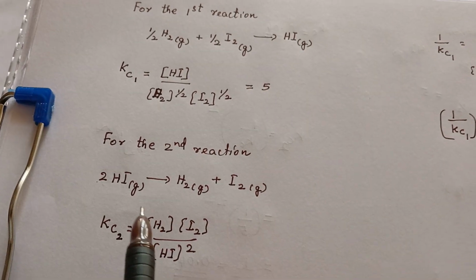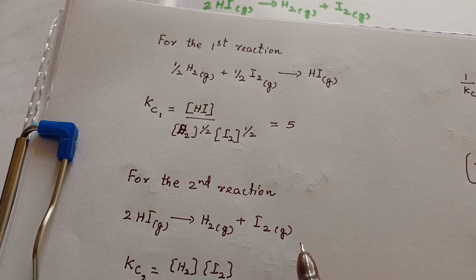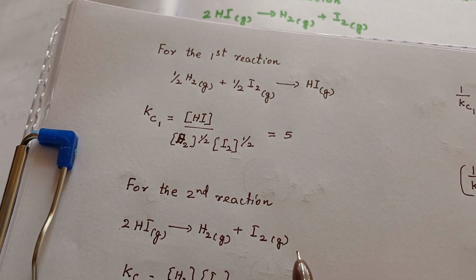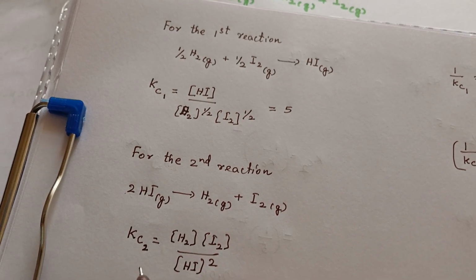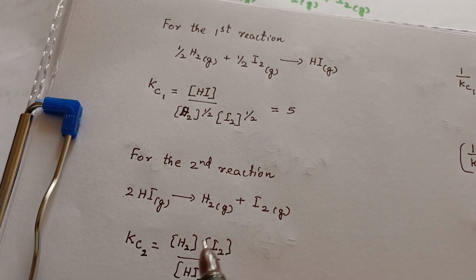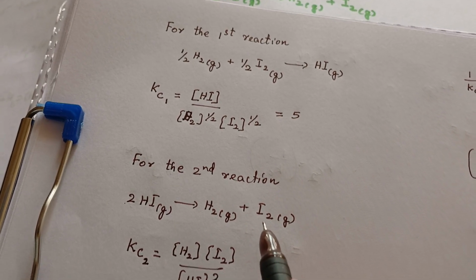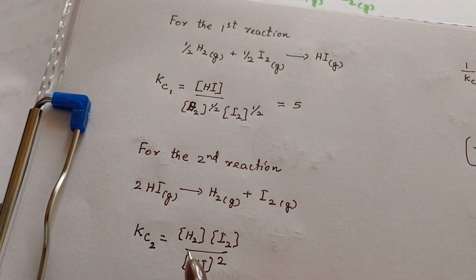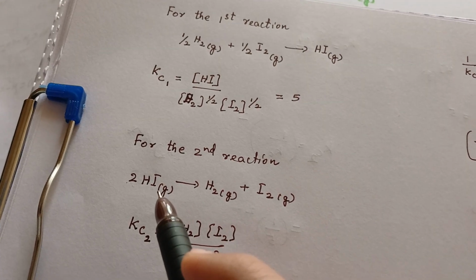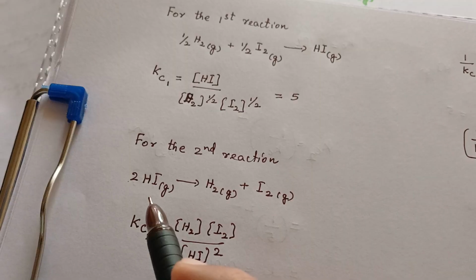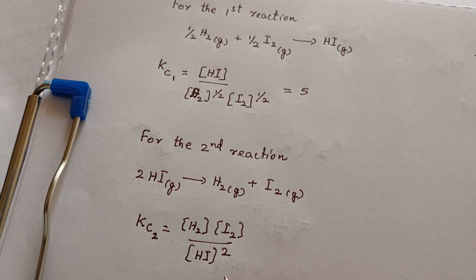Now for the second reaction, 2HI gaseous giving H2 gaseous plus I2 gaseous. We are asked to find Kc. Let us take the equilibrium constant for that reaction as Kc2. So the concentration of the products raised to their coefficients. Coefficients for H2 and I2 in this case is 1. So we can write concentration of H2 into concentration of I2 divided by the concentration of the reactant raised to its coefficient. So HI is the reactant, its coefficient is 2. So HI raised to 2.